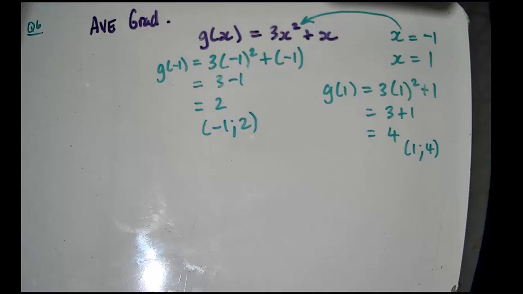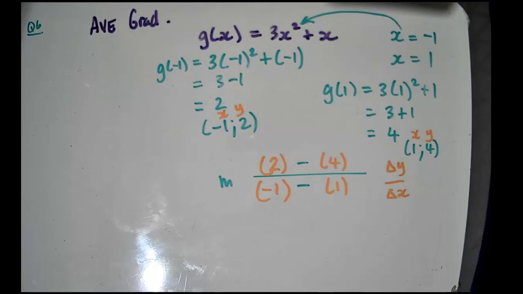Now we will use the gradient formula to substitute these 2 points. So this is the gradient formula, change in y over the change in x. So that's x and y. I'm going to use the point on the left as my first point. This will give me 2 over minus 1. The other point is 4 and 1. 2 minus 4 is minus 2. And minus 1 minus 1 is minus 2. So minus 2 over minus 2 gives me a positive 1.